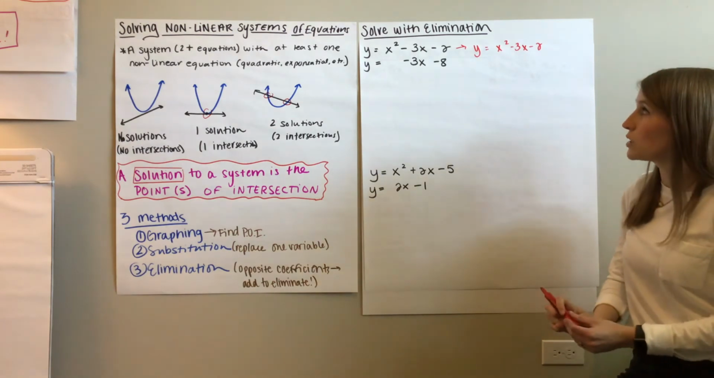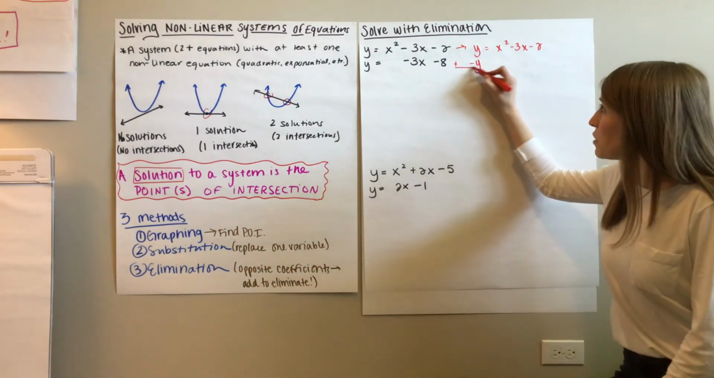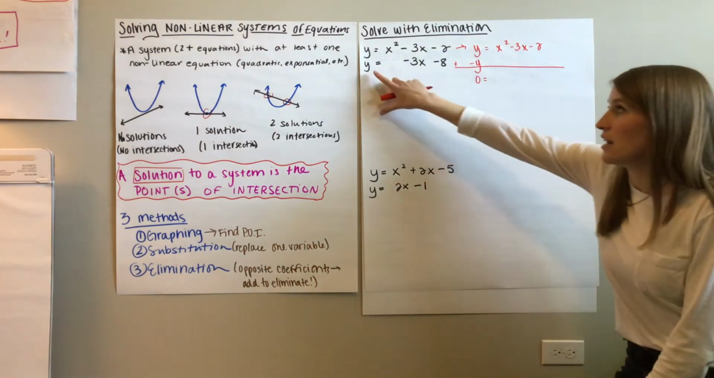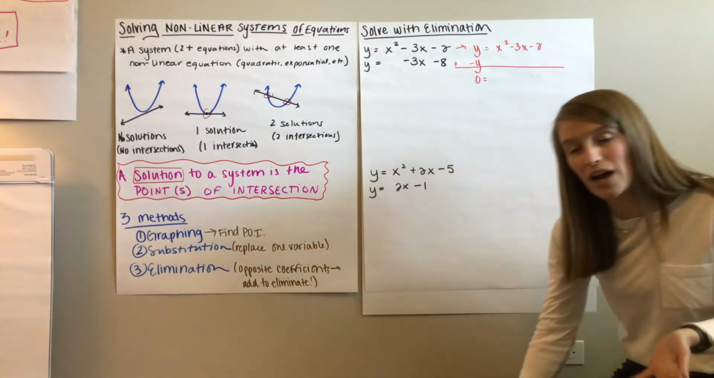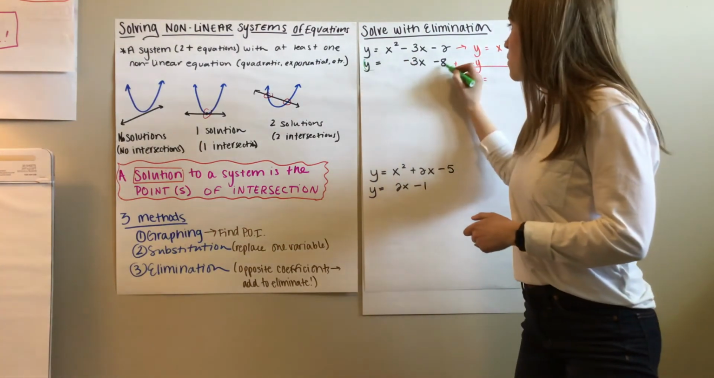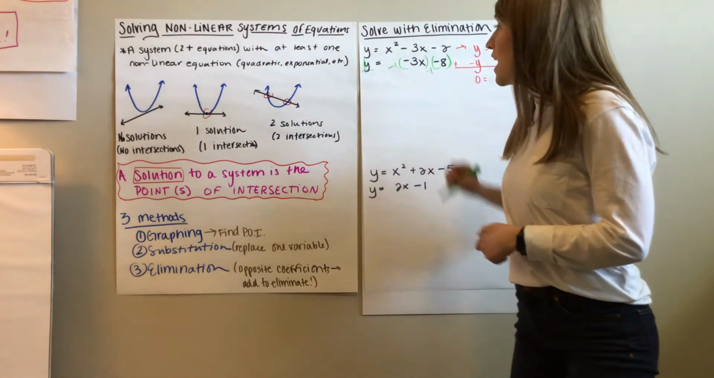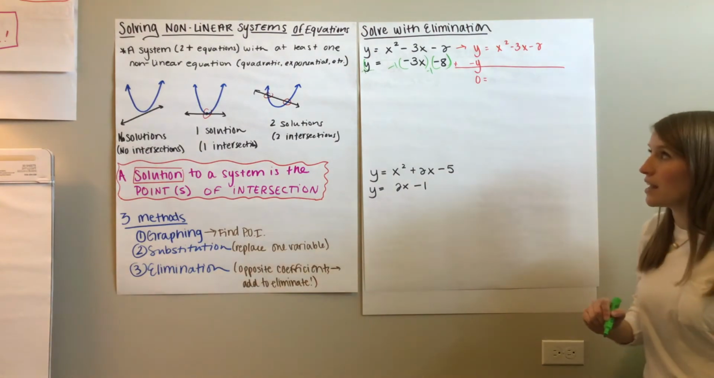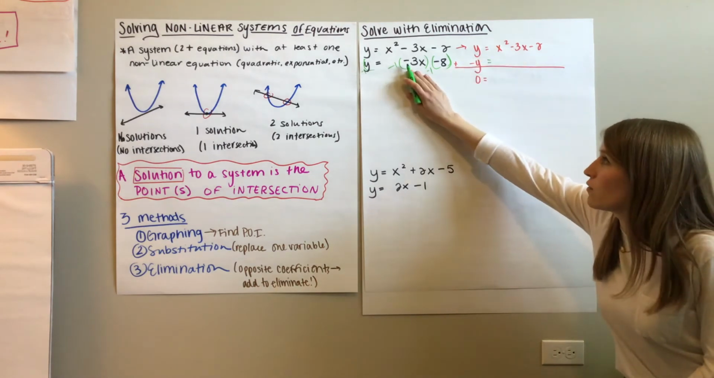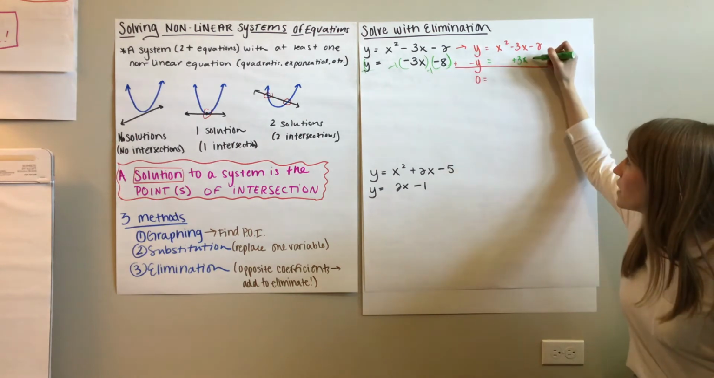In order for these to eliminate, this would have to be a negative y. Because when I add them together, y plus negative y is 0. It's not a negative y, it's a positive y. So what do I have to multiply it by to get to a negative y? Well, negative 1. I can't just multiply one side of the equation or one number by negative 1. I have to multiply every single number by that negative 1. So negative 1 times y is negative y. Negative 1 times negative 3x is positive 3x. And negative 1 times negative 8 is positive 8.